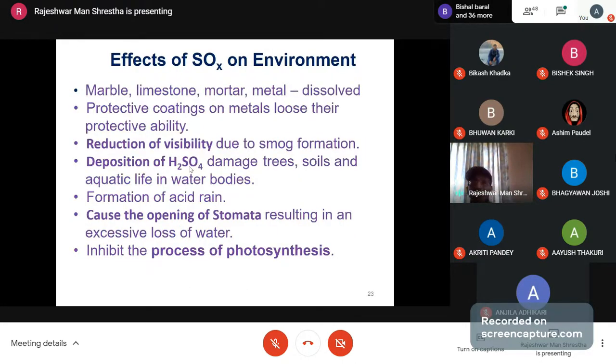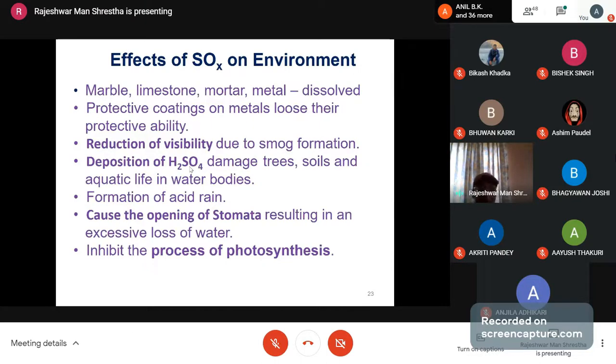And the effect of SO2 gas on the environment. In the environment, how do marble, limestone, mortar, and metal dissolve? SO2 gas reacts with oxygen in moist conditions and forms sulfuric acid, and that will dissolve marble, limestone, mortar, and metal, and the protective coating on metals will lose its protective ability. The coating of metals will be lost by the acid formed by reaction between sulfur dioxide gas and oxygen in moist conditions.